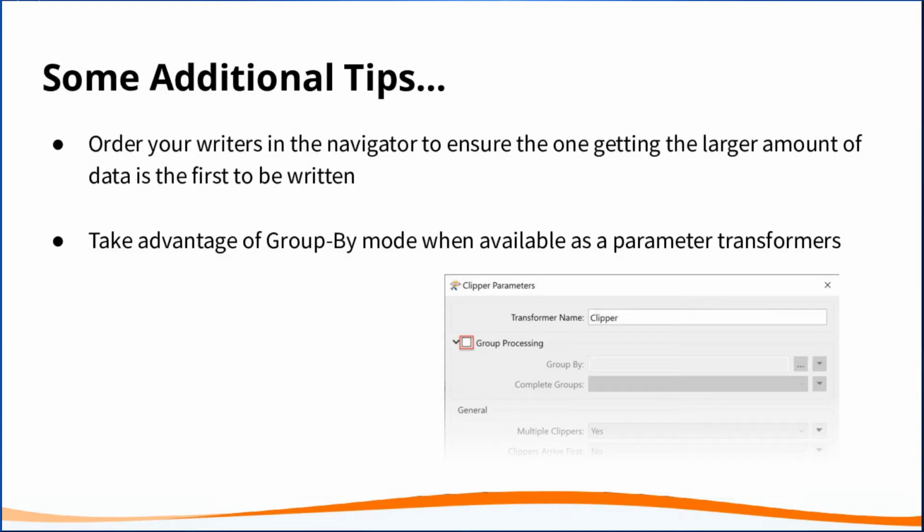The second tip here is to take advantage of the group-based processing when it's available for a transformer. Group-based transformers are the ones that process multiple features simultaneously. For example, this could be intersecting many lines or features at a time, producing networks. And here I have an example of the clipper, which you're able to group process with. And by checking that button, you'll be able to start group processing with that transformer.